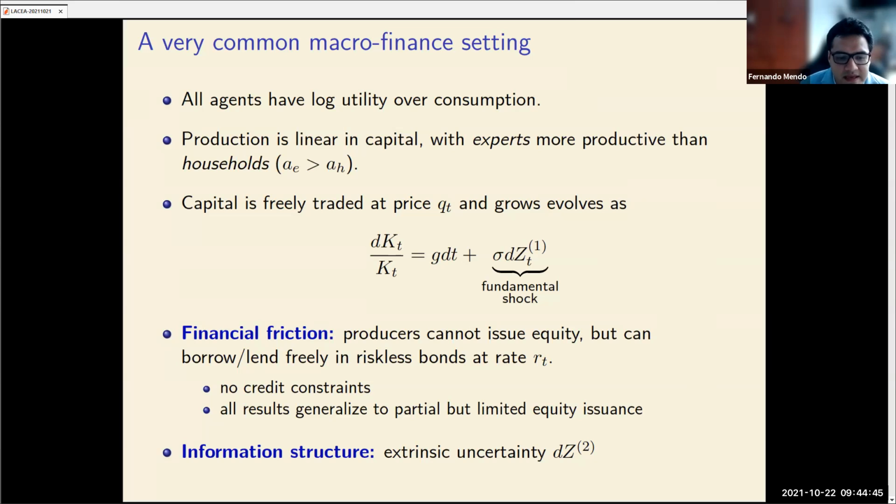financial friction. And importantly, information structure: besides the fundamental shock, we're going to have this extrinsic uncertainty, which is going to be represented by the second Brownian motion, dZ2. By extrinsic I mean that it doesn't affect preferences, it doesn't affect production technology, anything. It's just something that is moving out there, and has no influence over any of the fundamentals in the model.